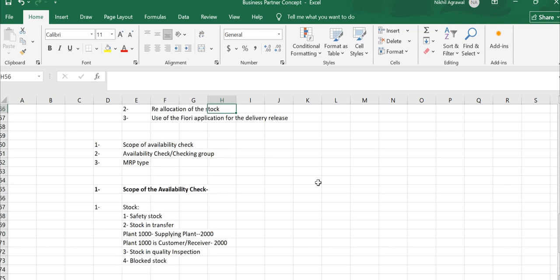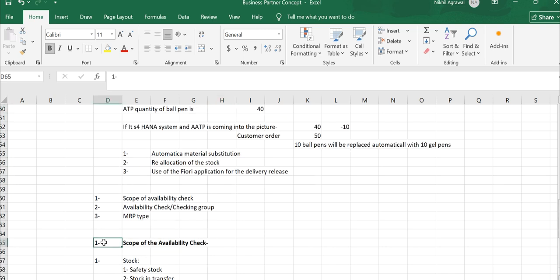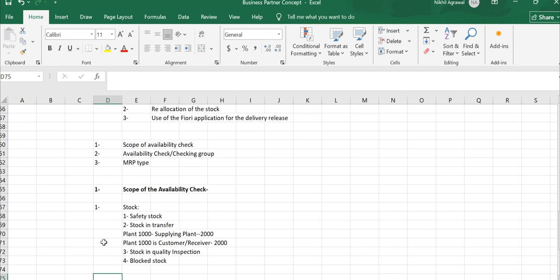Now, just to recap, guys, for the scope of availability check, when we are determining the availability of the material, should we consider the safety stock? Should we consider the stock that is in transit against the stock transfer order? Should we consider the stock in quality inspection, or the stock that is there as blocked stock? This is number one, guys.